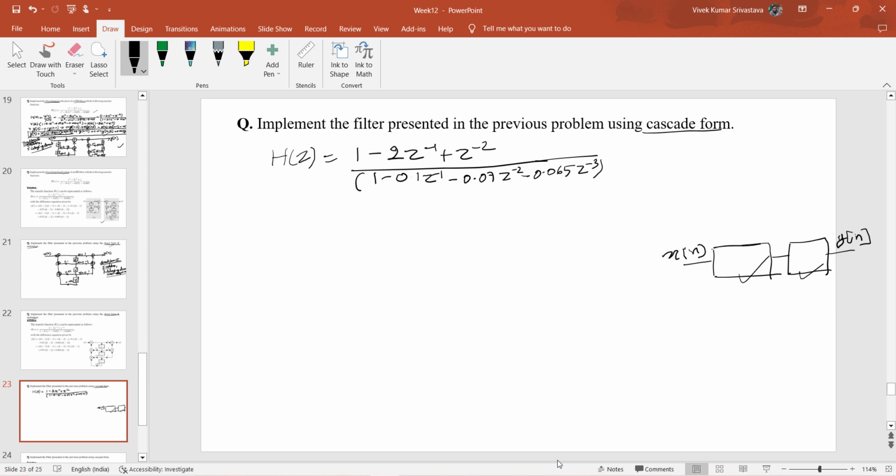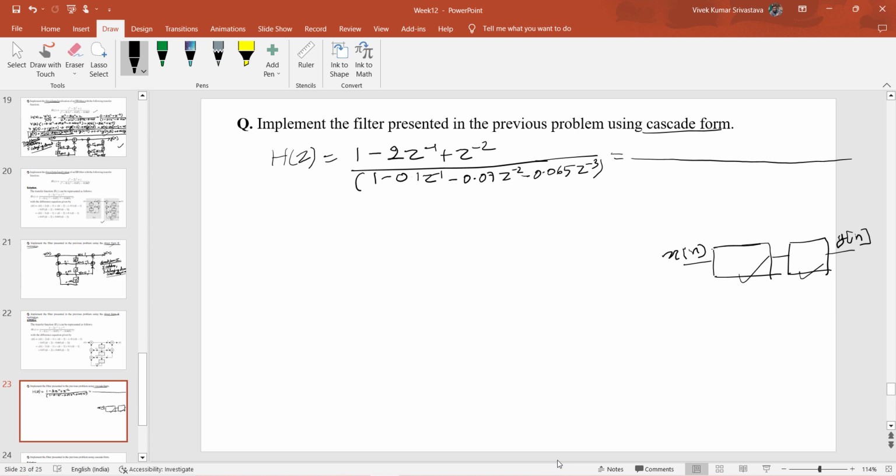After that we will get a small part of these filters that we will connect in series. So let me first factorize this. The denominator, as we know, has a degree of 3, so it contains only 3 roots. You can factorize it later, so I am directly writing it here.